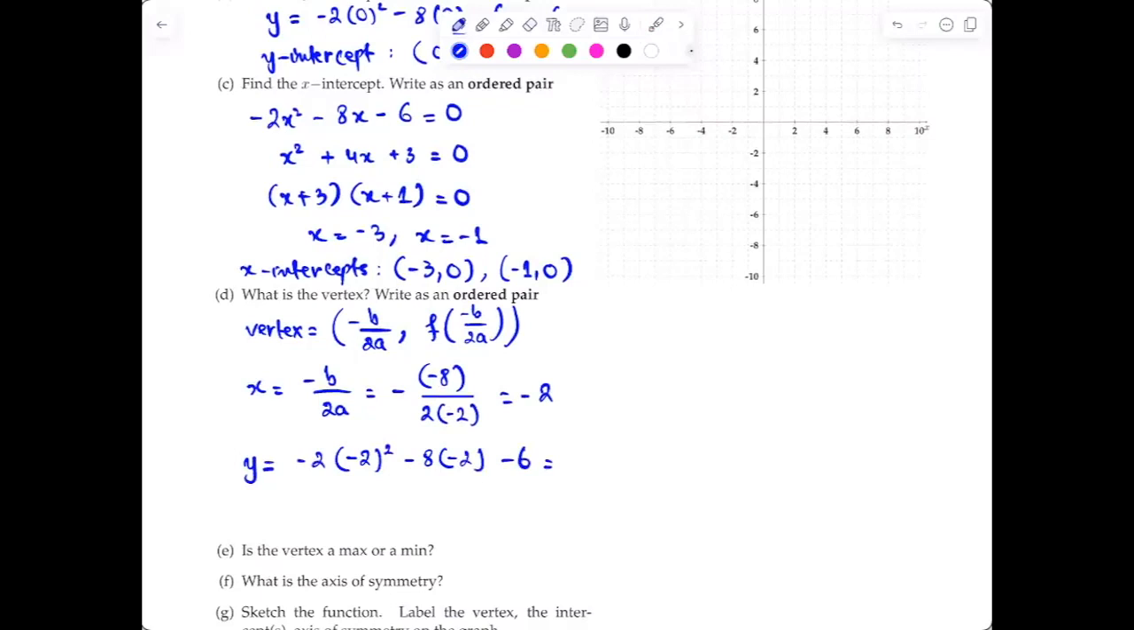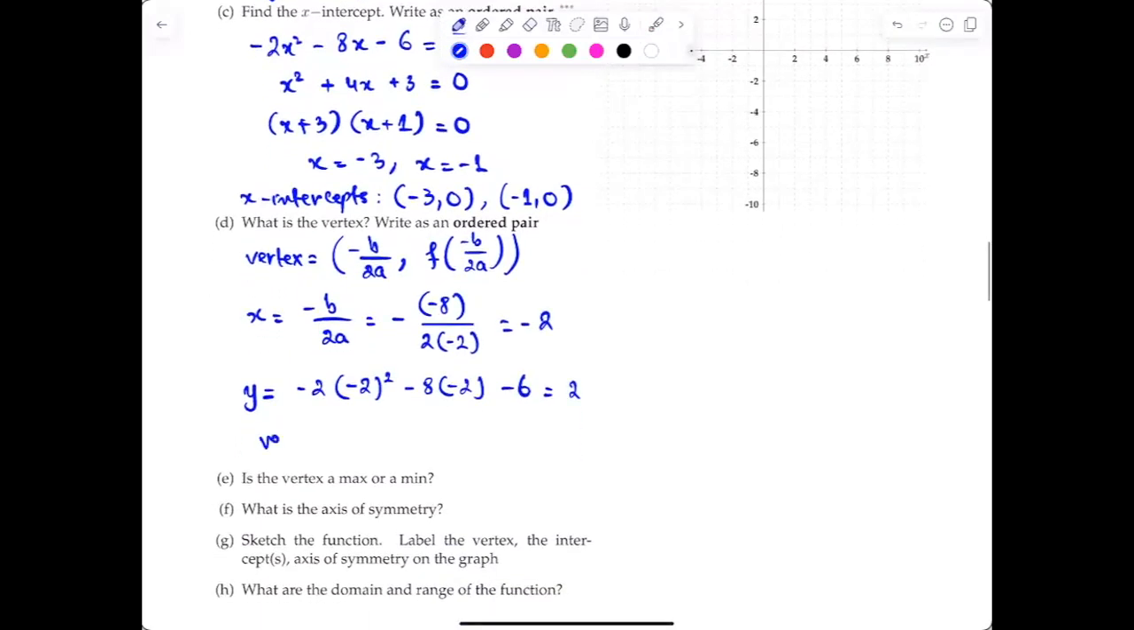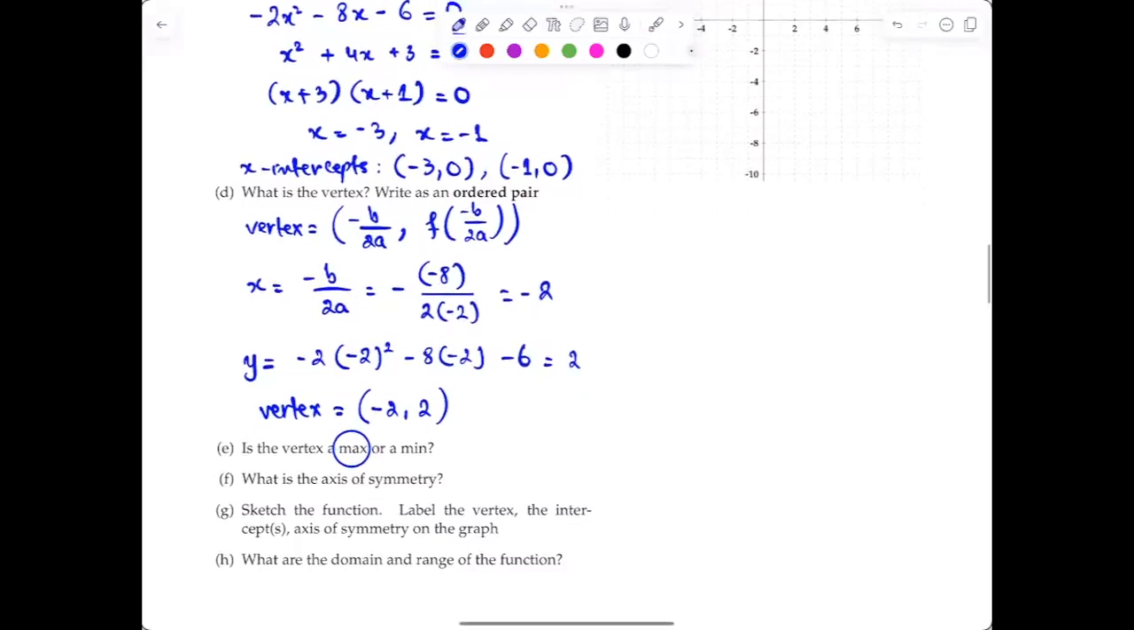What do you get? 2, positive 2. So the vertex is negative 2, comma, positive 2. Is the vertex maximum or minimum? Maximum, yes. What is the axis of symmetry? X equal to negative 2.